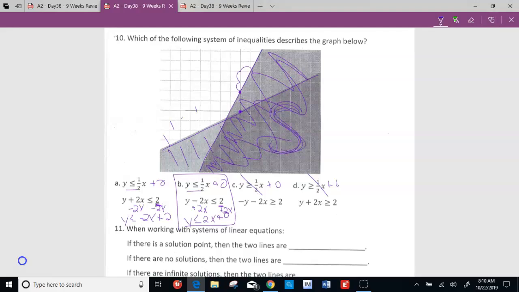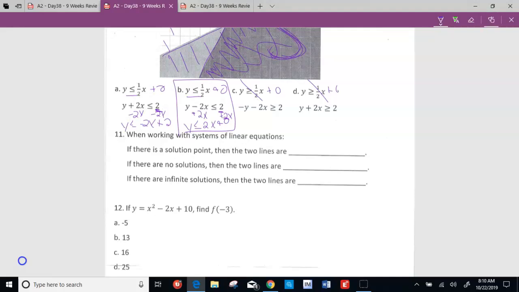All right, some basic refreshers. If there's a solution point when you have systems, then your two lines will be intersecting. If there are no solutions, then the two lines would be parallel. So intersecting, you'd have two lines that cross somewhere at a certain point. Parallel lines, obviously you know what that means. You have two lines that never meet.